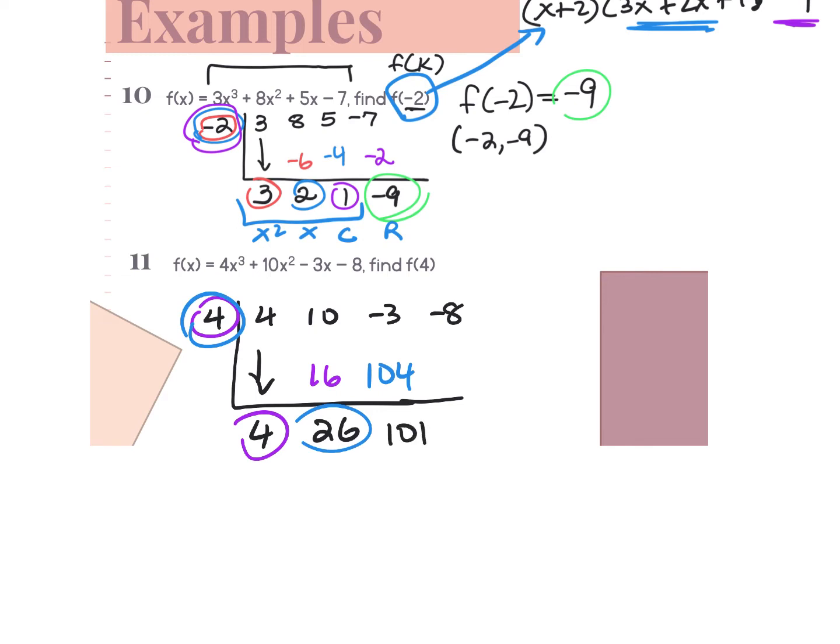101. Multiply again. One last time. 4 times 101, 404. Add the column, 396.